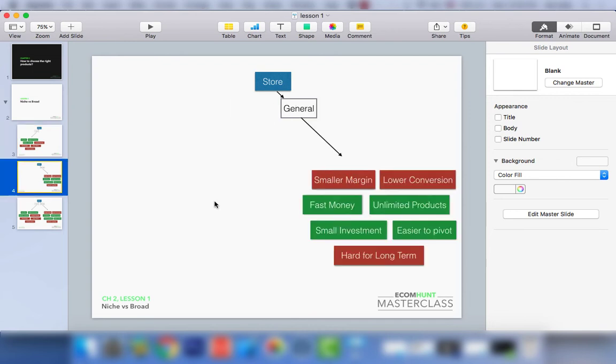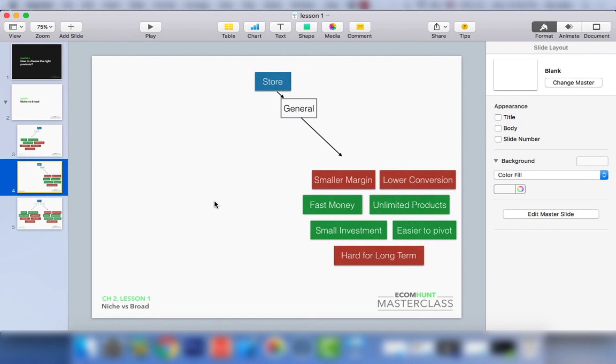Now, in a general store, aka broad store, we have 4 positive points when you get started. So it's fast money, means that you will probably find a winner really soon and you will make money out of it. And you have unlimited selection of products because it's a general store, so you can sell everything on your store. And the amount of investment is smaller than a niche store, so you spend less money to find that winner or that product to make it work, and it's easier to pivot. So if you start general, you can always pivot to niche, and if you start niche, it will be hard to pivot to general store. So take that in mind.